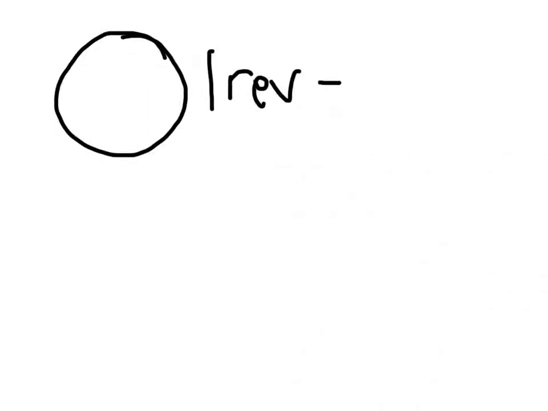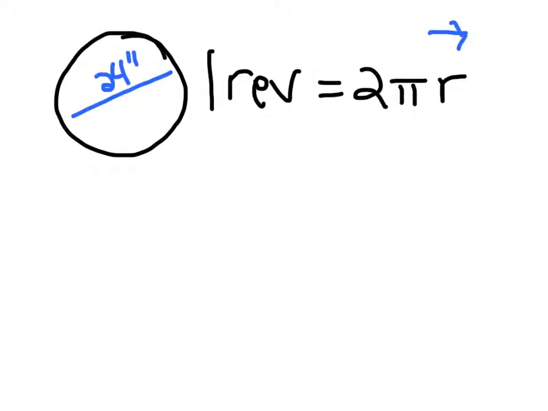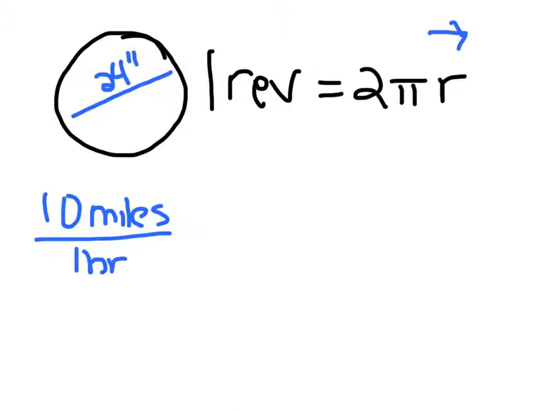The calculator portion of the test also has linear and angular velocity, and the thing you really need to know, the key to these problems, is that 1 revolution is equal to 2 times pi times radius. So if I wanted to convert a bicycle tire that had a 24-inch diameter, let's say I'm going 10 miles per hour, and I wanted to convert it to revolutions per minute.